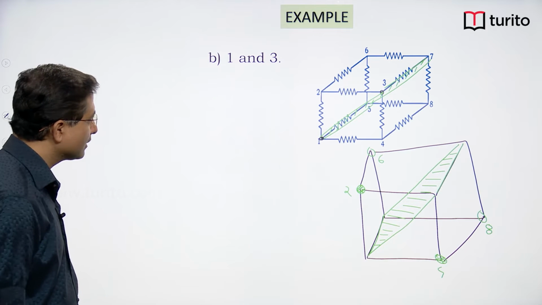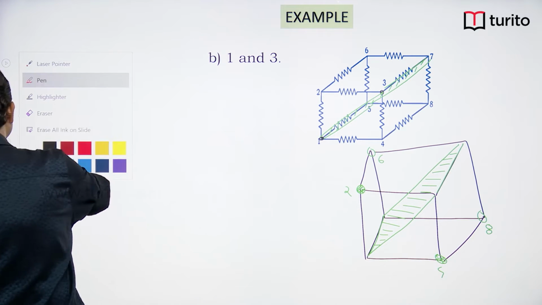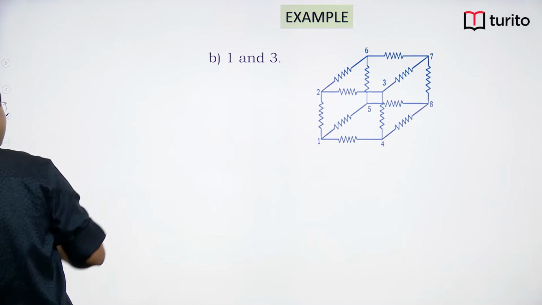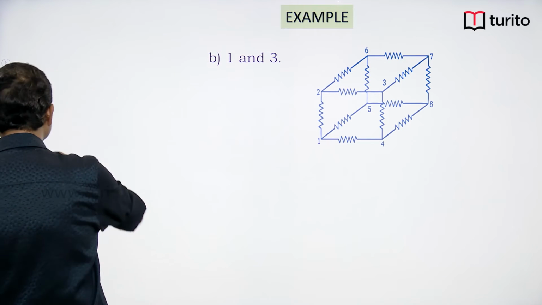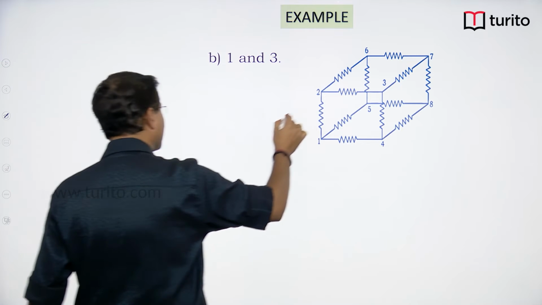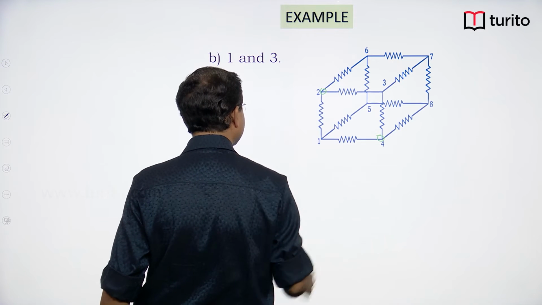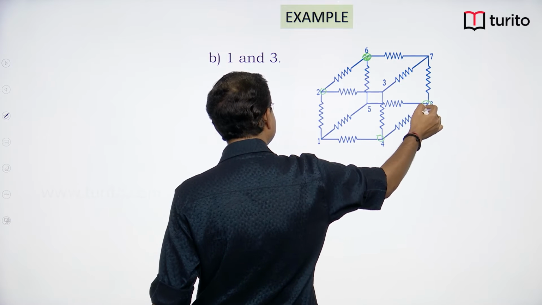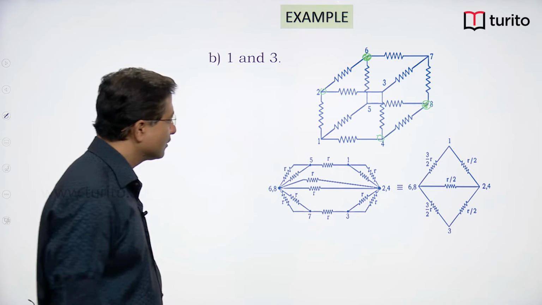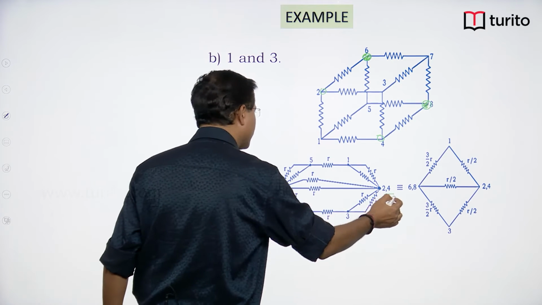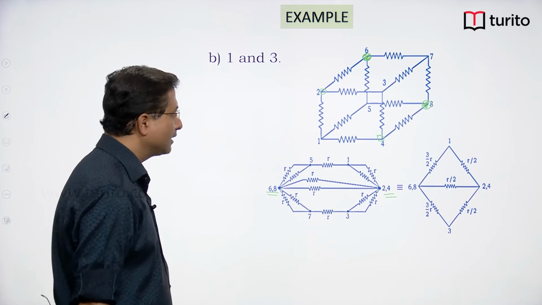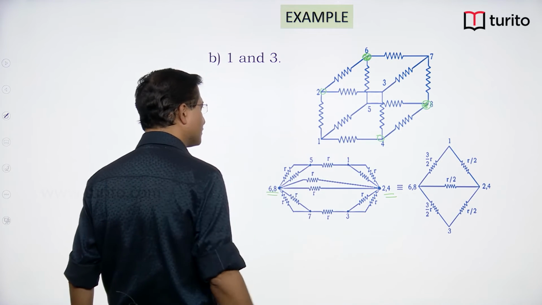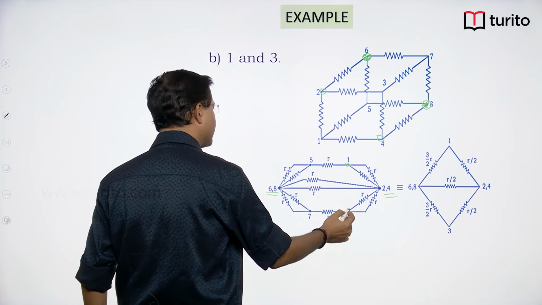So let us see. So we understood the diagram. Okay, I will erase. 2 and 4 same potential, 6 and 8 same potential. So 2 and 4 single point, 6 and 8 single point, and you are interested in finding the resistance between 1 and 3. So 1 I have drawn here, 3 I have drawn here.